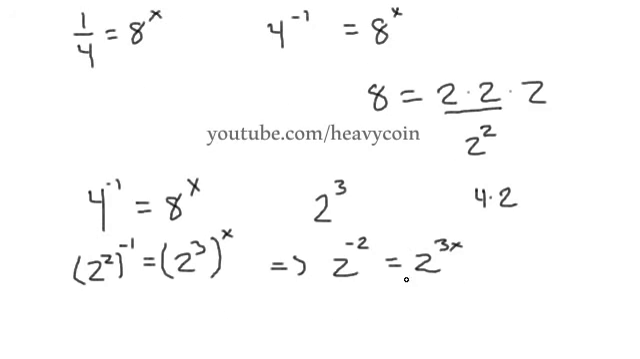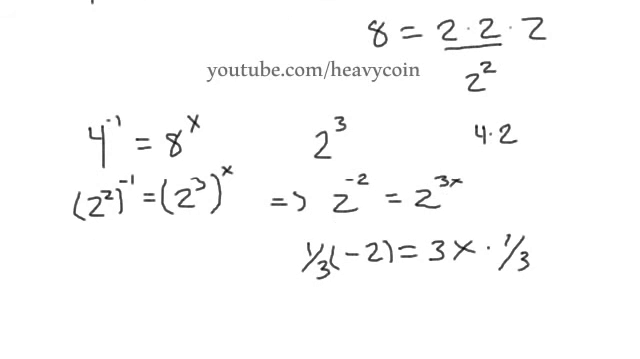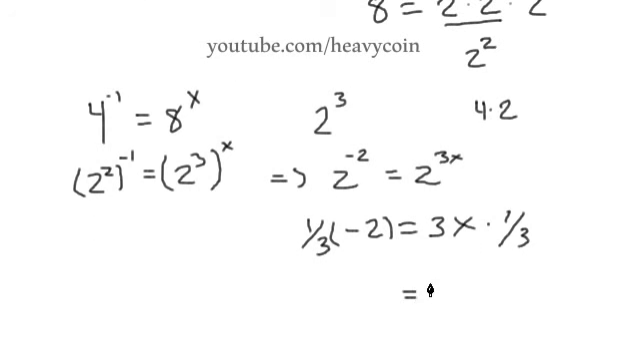This is a tough one here. So then both of our bases are the same, and so we set our exponents equal to each other and solve for x in this problem. So multiplying both sides by 1/3, we'd end up with x is equal to -2/3.